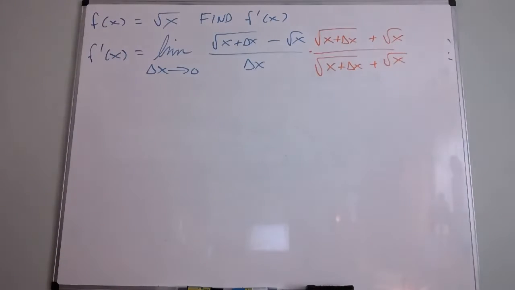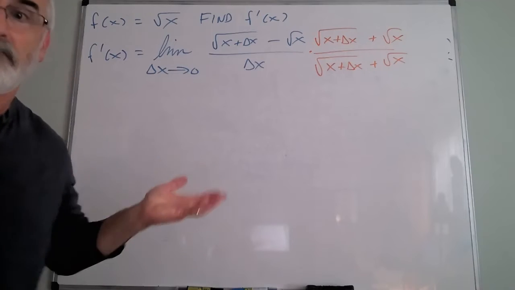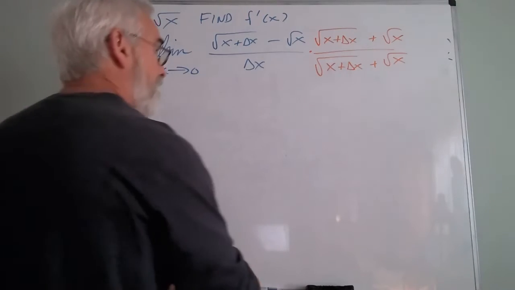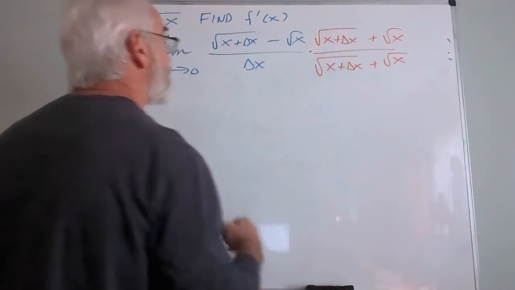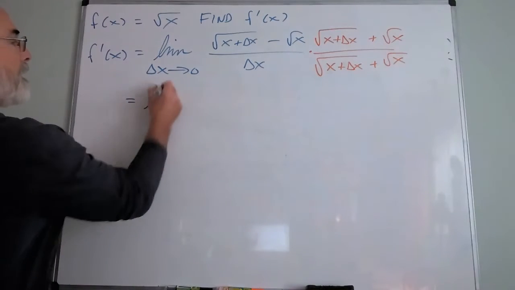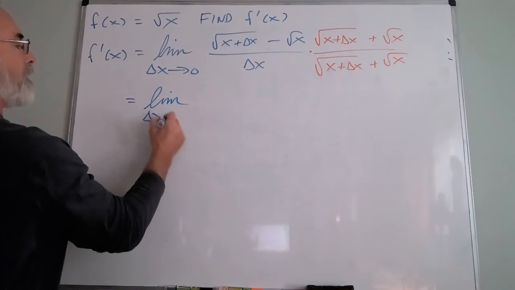Okay, that's always legal. If I said multiply top and bottom by 10, multiply top and bottom by 3x, I'm multiplying by 1, so there's no issues. But what this does is give me a numerator that I might be able to actually work with.